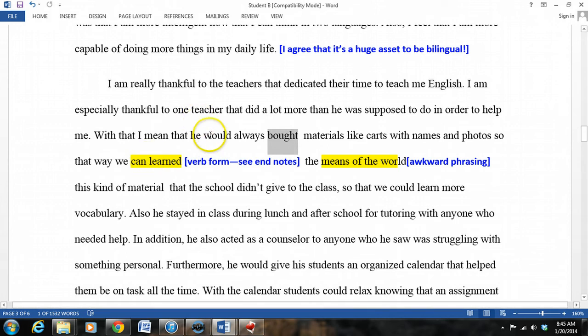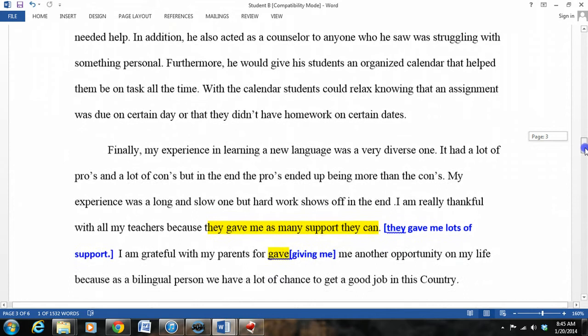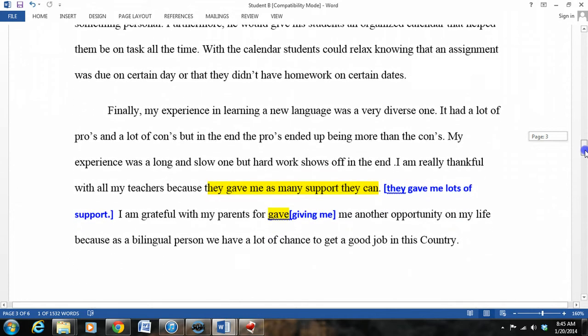After a modal, such as would and can, you need the base form of the verb. So would buy, can learn. Native English speakers do this automatically. ESL learners need to learn this. And it was probably taught to you in the very first ESL class that you took, that you need to constantly review to make sure that you learn this error.